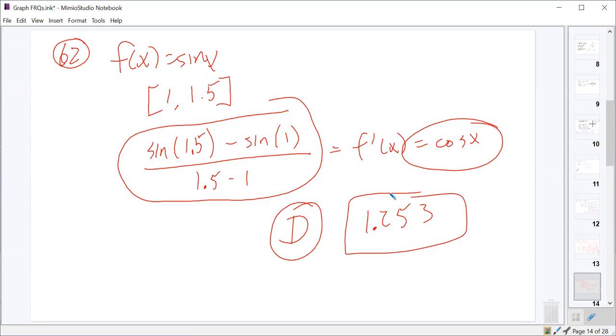Does that make sense how to set that one up? Any questions on that? So average rate of change is equal to instantaneous rate of change. All right. Next one.